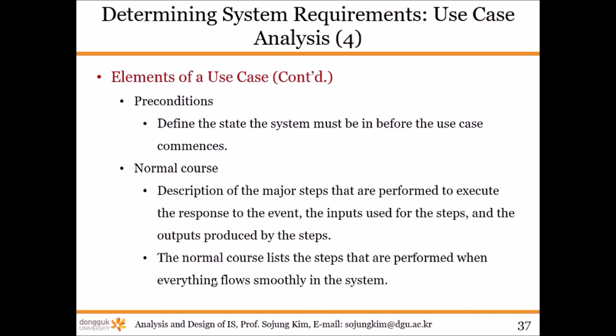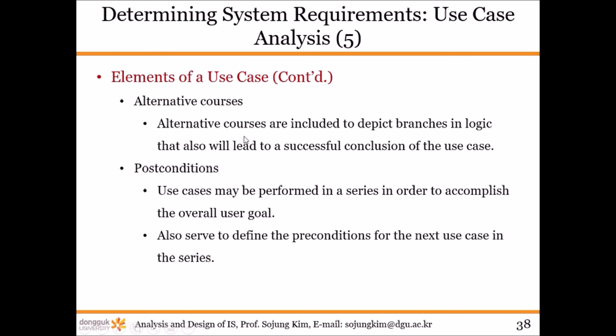And alternative course. So this one is the normal situation, and then there is an alternative, right? Alternative courses are included to depict variations and branches in logic that also will lead to successful conclusion of the use case, right? Successful conclusion. And post conditions. A use case may be performed, right? After the implementation, okay? You can see the results, right? That's a post condition. Use cases may be performed in series in order to accomplish the overall user goal. Post conditions also serve to define the preconditions for the next use case in the series.